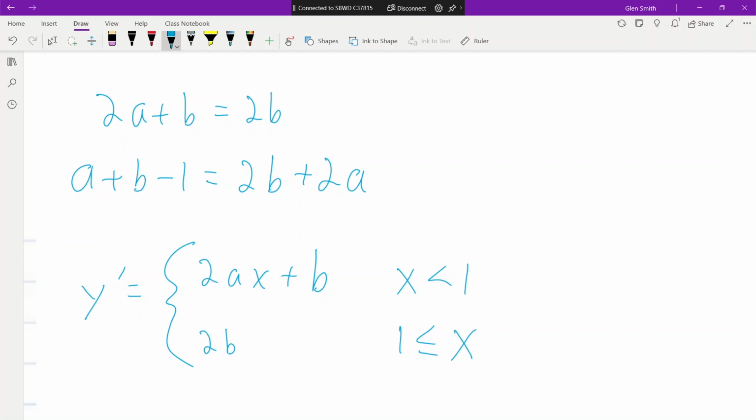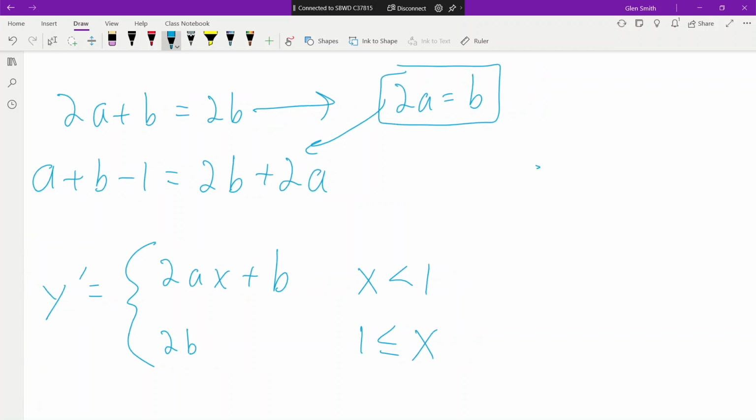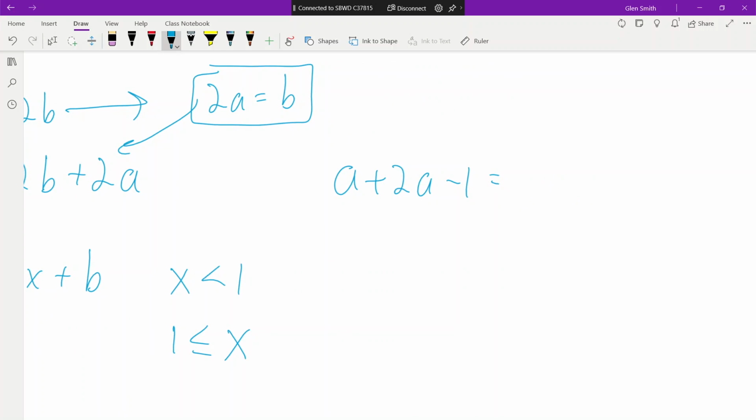Now, this is a system I need to solve. What we usually do is we line these up and do elimination. But because this is so simple, we can just find out that 2a is b. You see that? And then we can do a substitution. So I'm going to take this and drop it into this line. Okay? And that's going to give me a plus b, but b is 2a. Is that all right? equals 2b, but that is 4a plus 2a.